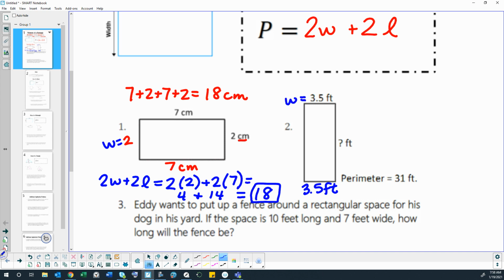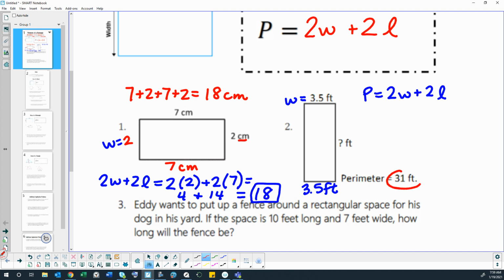I'm calling this the width and the other one the length, because generally we refer to the width as the shorter side and the length as the longer side. That's just kind of a tradition to call them that. But really, they're both lengths, right? We're just calling them different things so that we can use the formula and realize that those are 2 different numbers.